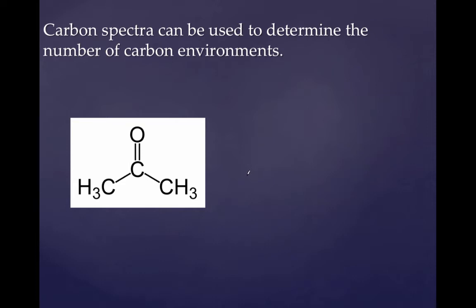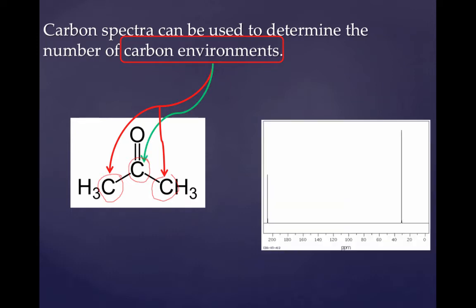Here we have propanone, a ketone. You can see that these 2 carbon atoms on either side are in the same environment, whilst the carbon atom in the middle here is in a different environment to the other 2. This means that even though there's 3 carbon atoms in the molecule, there are only 2 carbon environments. They're the 2 that are the same. This is the one that's different. On the spectrum, this would represent 2 peaks.